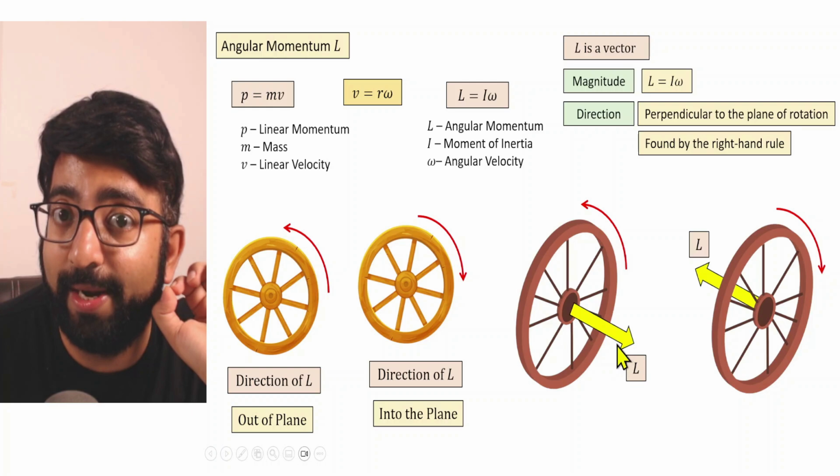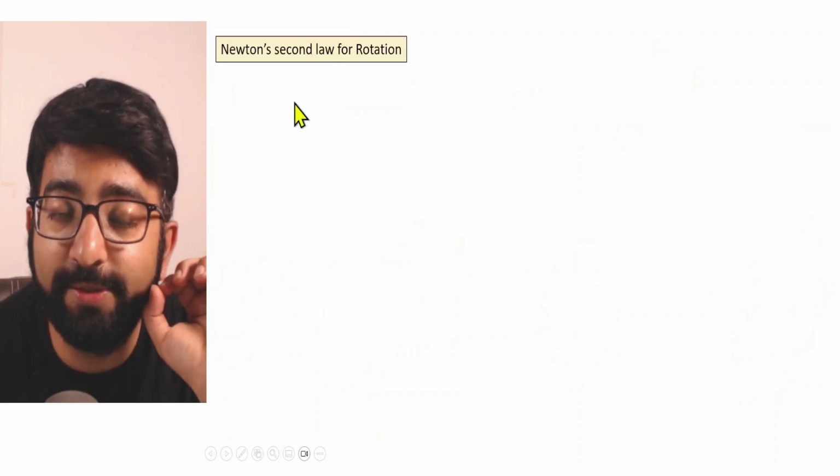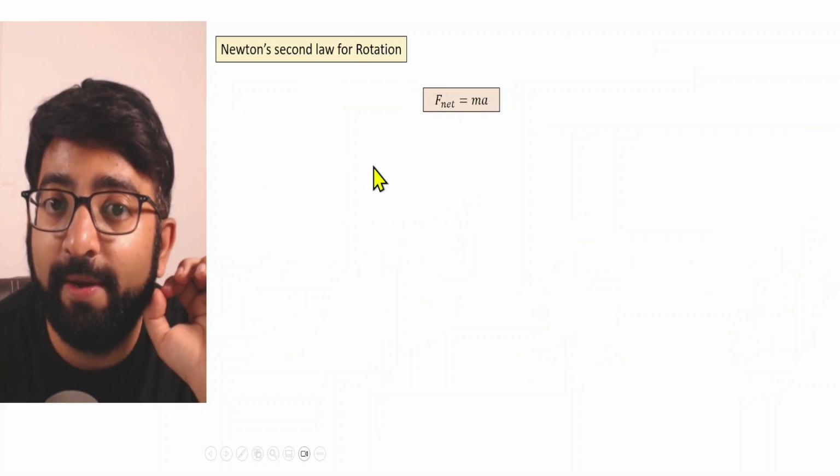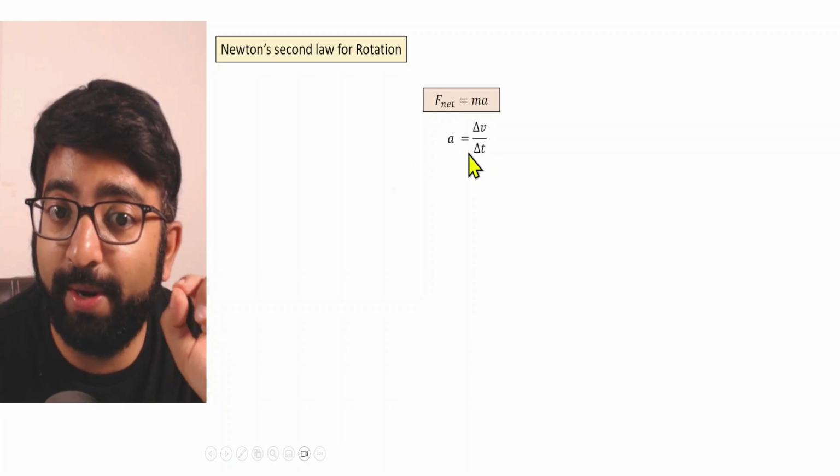But which arrow is the relevant one is determined by the right hand rule. Moving ahead, next topic is Newton's second law for rotation. We had done F net is equal to ma. That's Newton's second law for linear motion.